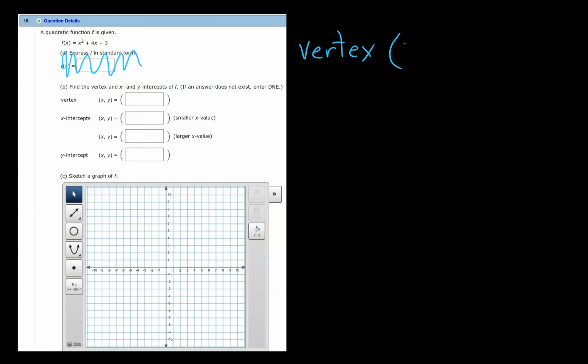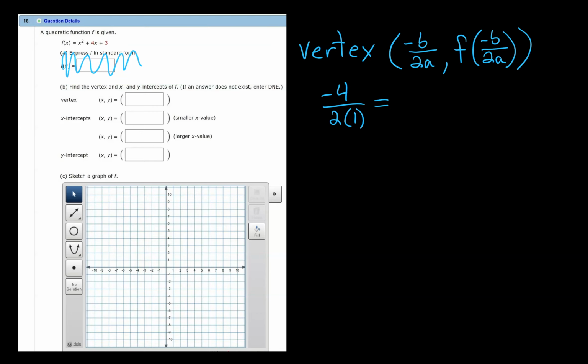So remember our formula there is negative b over 2a. It's the x coordinate, and then we take that number and plug it into f to get the y coordinate. Here our b is 4, so we're going to have negative 4 over 2 times a, which is just 1. So the x coordinate here is negative 4 over 2, or negative 2. So then we need to find f of negative 2.